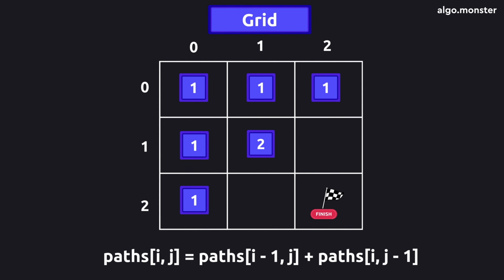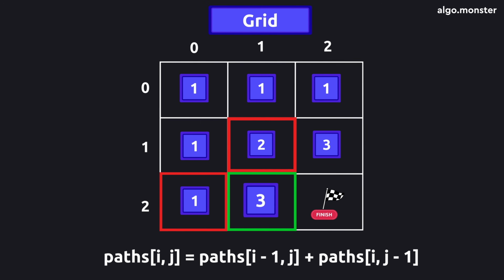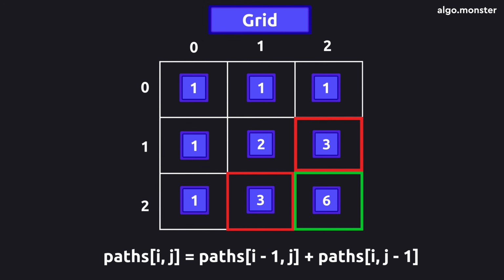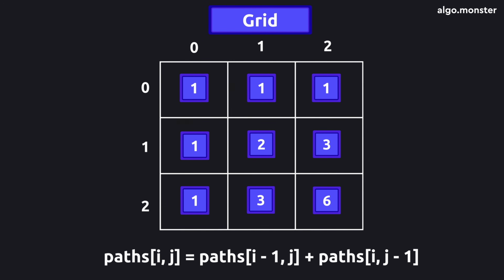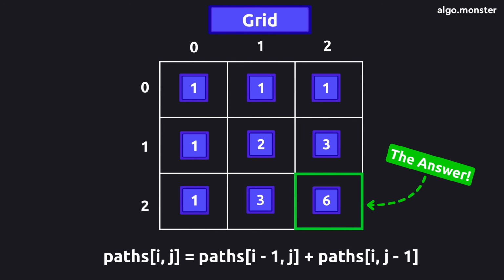Now all that's left is to fill the grid using this formula, row by row or column by column. The important thing is to move in an order where the needed neighboring cells have already been computed. At the end, we simply look at the bottom right cell in our table. That's where the answer is stored. Clean, elegant, and most importantly, very similar to everything we already know.